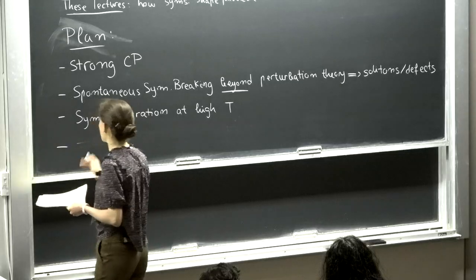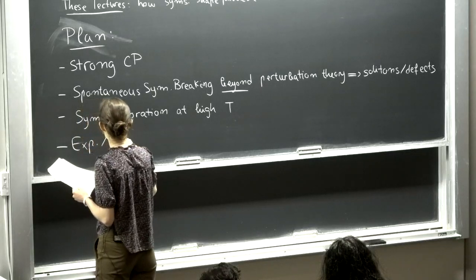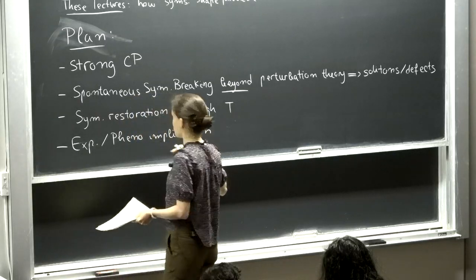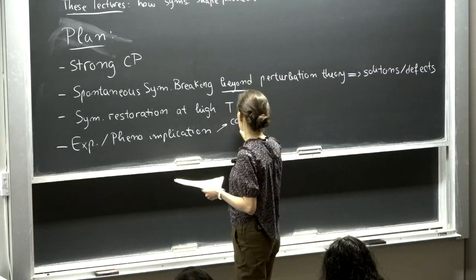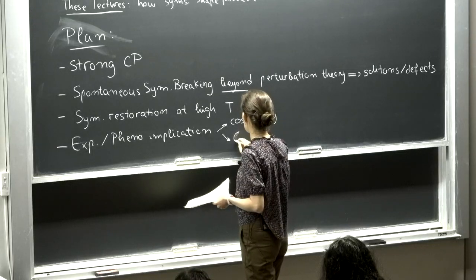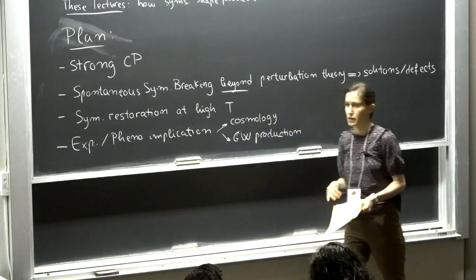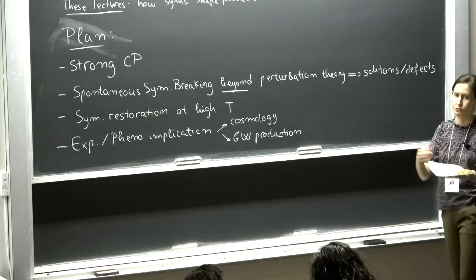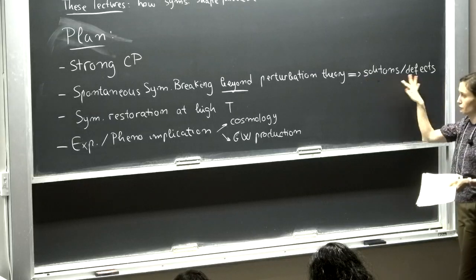And then the last topic that follows from here that I want to discuss are the experimental and pheno implications of phase transitions coming from the restoration of a symmetry at high temperature, both in the context of cosmology as well as regarding gravitational wave production. So one of the things we'll do towards the end of the lectures is estimate both the frequency as well as the strength of the gravitational wave signal from, for example, a phase transition that happens at finite temperature in the early universe, or collapse of networks of different defects.